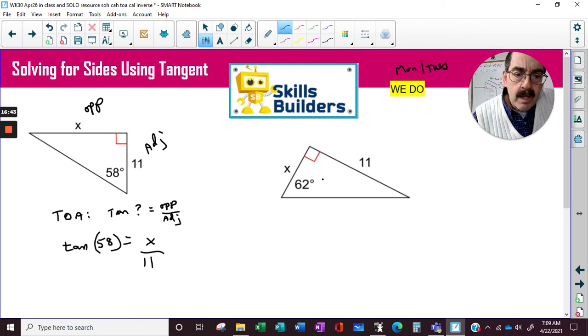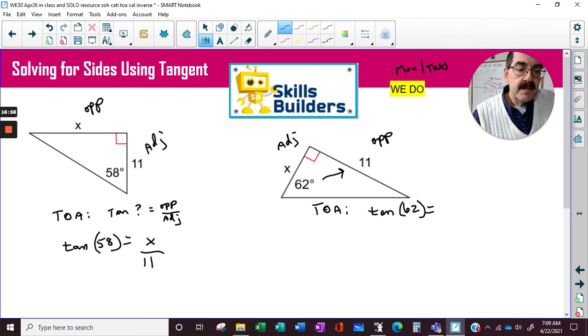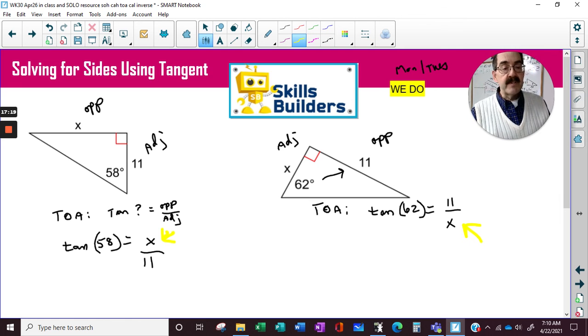All right. Tangent, tangent. Ooh, we have the actual measure. The tangent of 58 is equal to the OPP over the ADJ, x over 11. Okay, let's look at this one. OPP, ADJ, TOA, the tangent of 62 is equal to 11 over x. Okay, cool. Now, Skill Builder Week. Earlier, we solved for the angle measure. Now, we're going to solve for the variable.